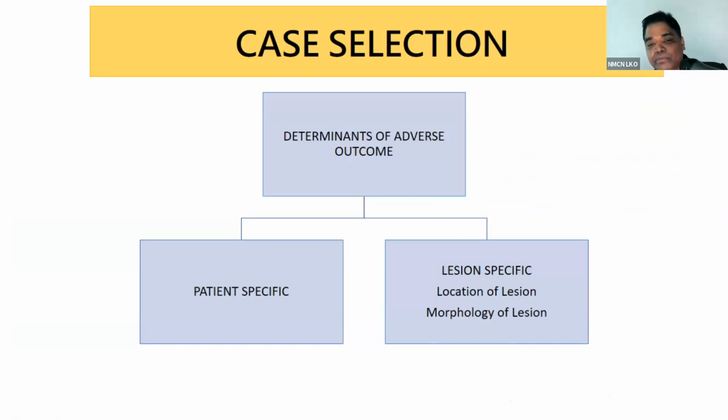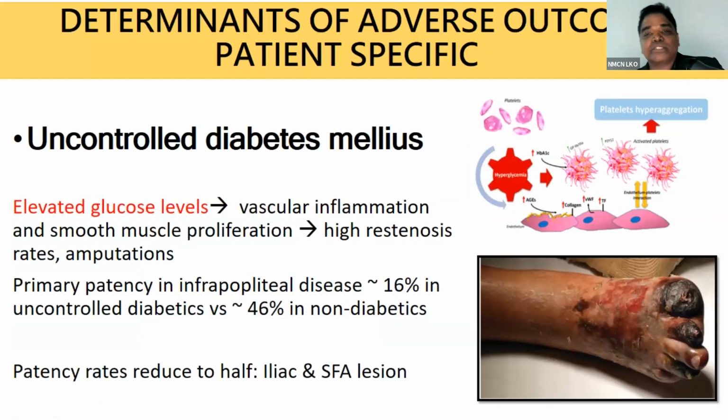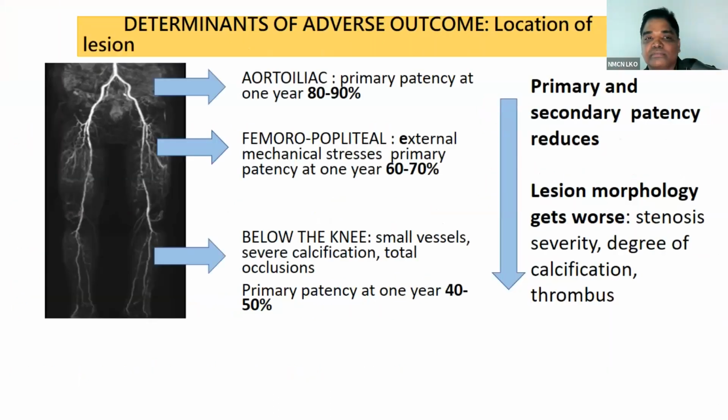This case selection is very important so that we can counsel them properly. So there are some patient-specific determinants of adverse outcome, and some are lesion-specific. The patient-specific determinants are elevated blood glucose levels. We know that diabetes causes vascular inflammation, and this causes smooth muscle proliferation and leads to a high restenosis rate and amputations. If you take a non-diabetic person, the primary patency in infrapopliteal disease is about 46%, whereas that in uncontrolled diabetics is only about 16%, and the patency rates will reduce to half if the lesion involves the iliac or the superficial femoral arteries.